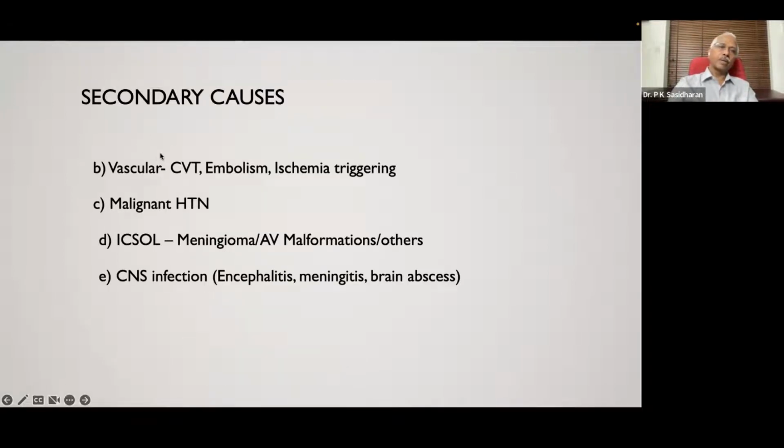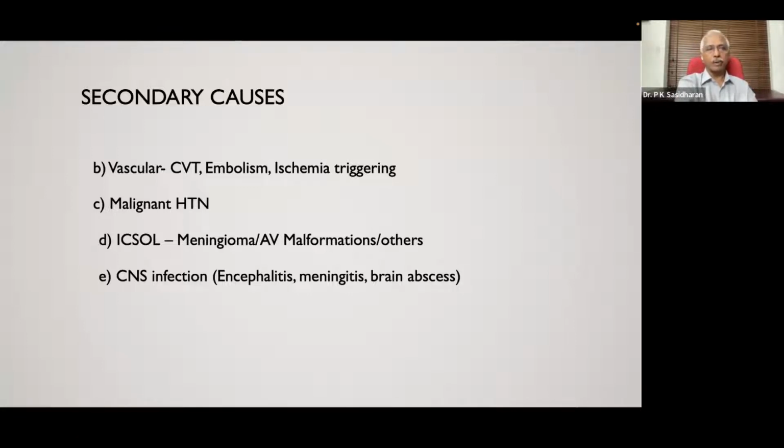The secondary causes can sometimes be vascular. Most important vascular cause for seizure is a cerebral vein thrombosis. This is notorious to present with headache and seizure as the first manifestation sometimes, but it can have various other manifestations. So if you have a CVA with the features of raised intracranial pressure, CVA means sudden onset neurological deficit, headache and seizure, always consider cerebral vein thrombosis.